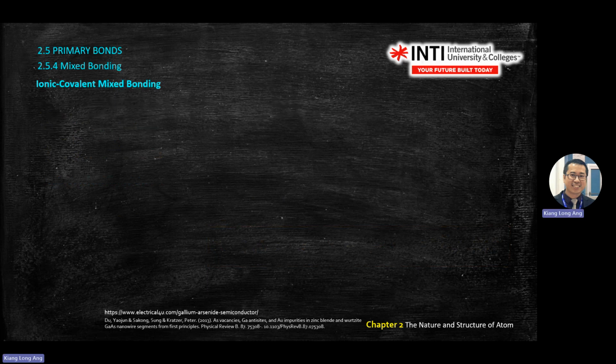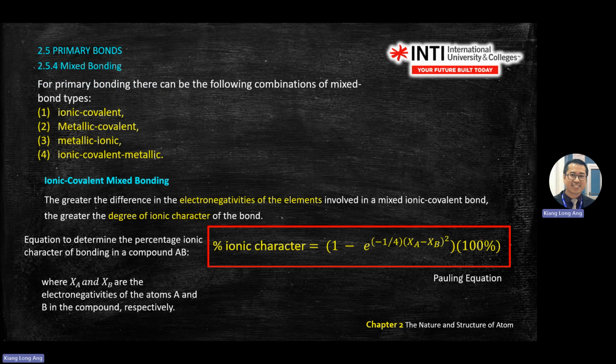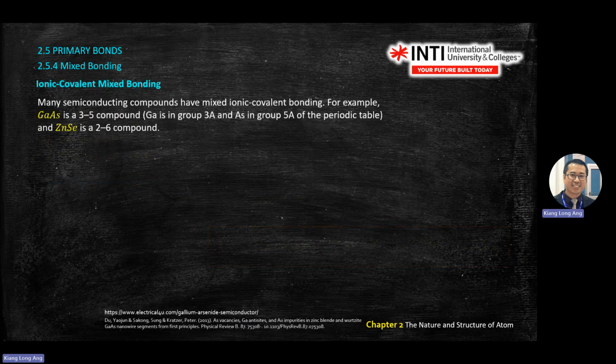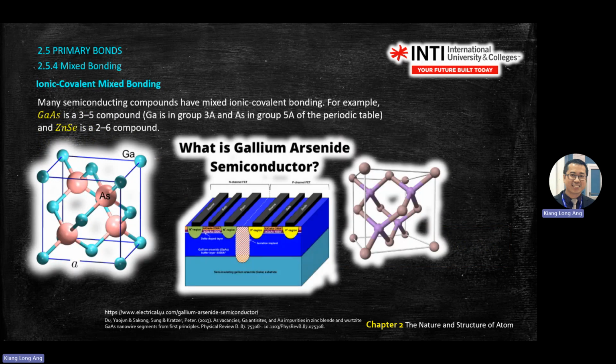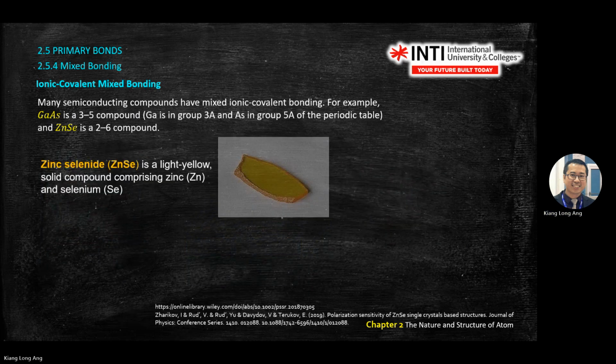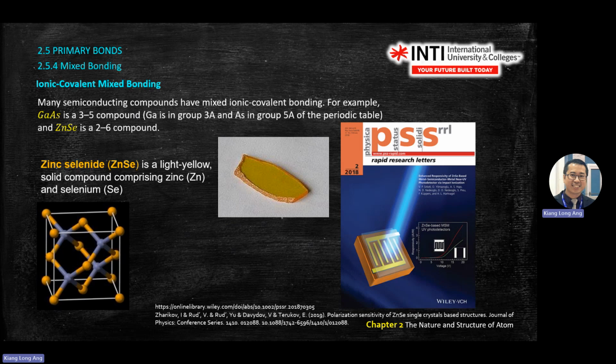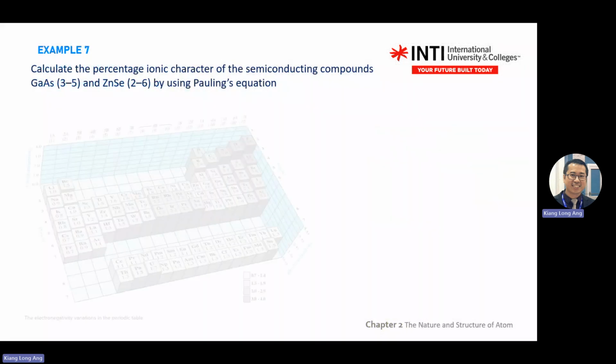Okay, the rest you read. Mixed bonding, semiconductor, GaSe. This one you read, example. These are forms of chemicals that we don't usually see, but we are already using them in most of your electronic devices, even in your computer. Nowadays, you have all these.